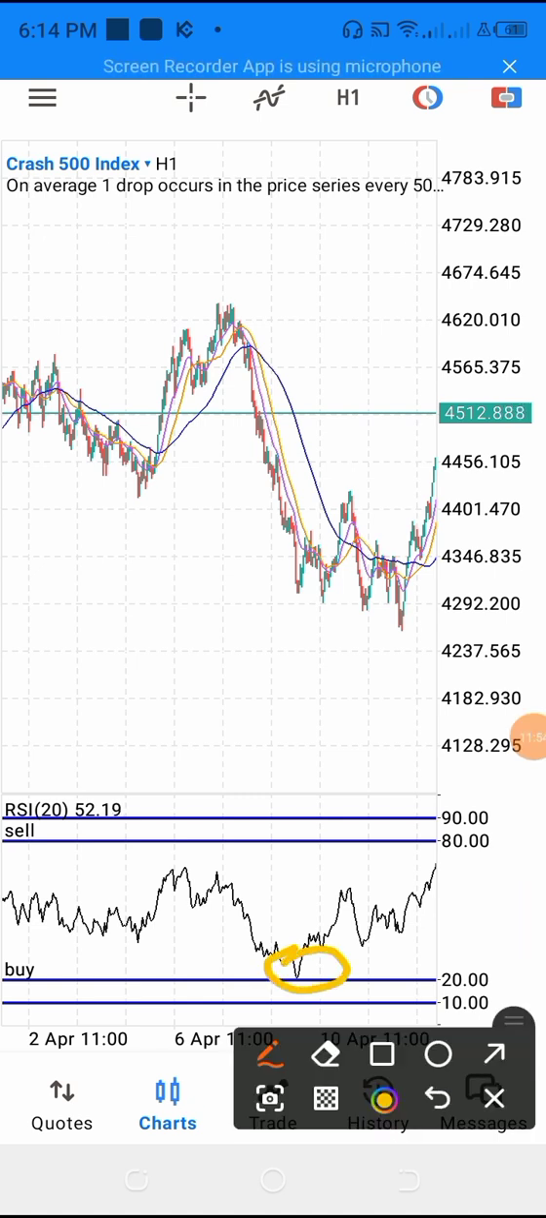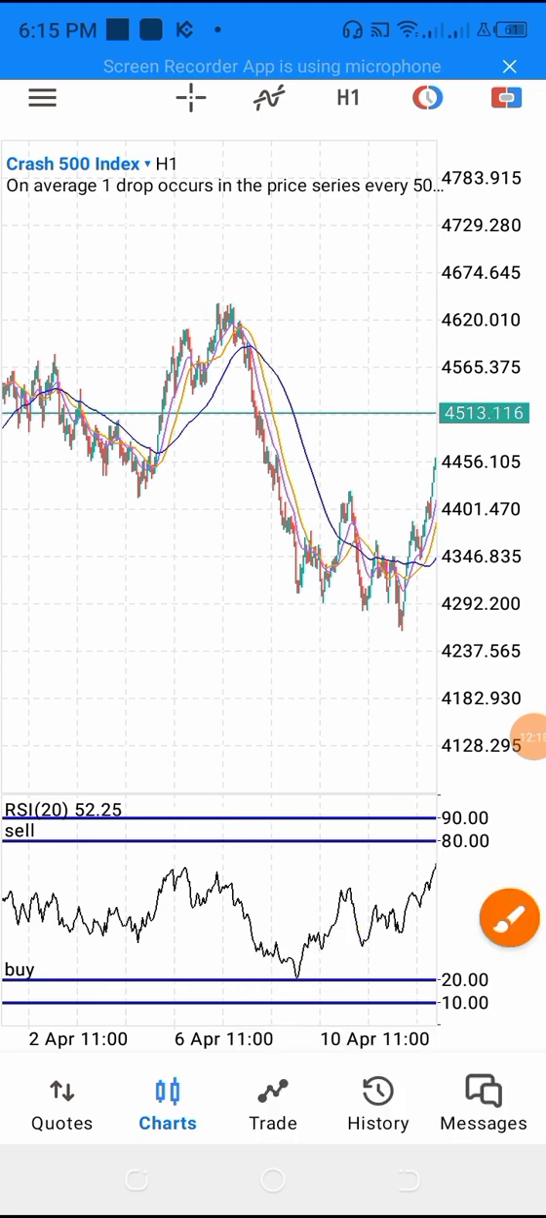That shows that the market is at the oversold level. This is the oversold level and this is the overbought level. Oversold means the market has been oversold and it's ready to buy. The overbought level means the market has been overbought and it's ready to sell. That's basically what it means. So that's that for the relative strength index.